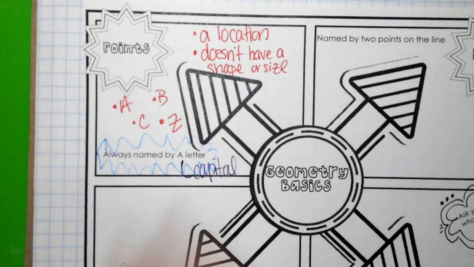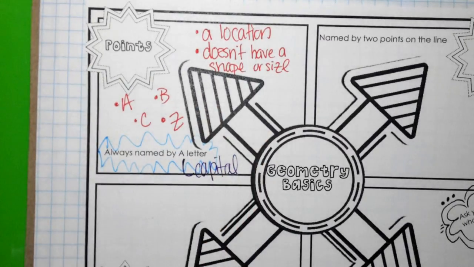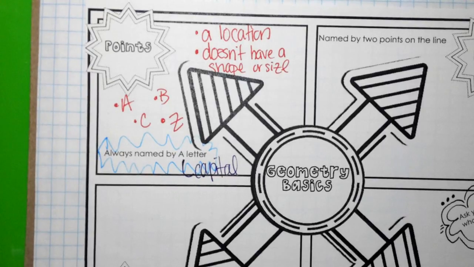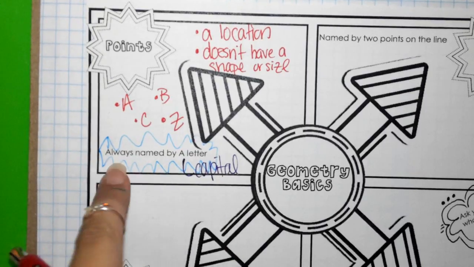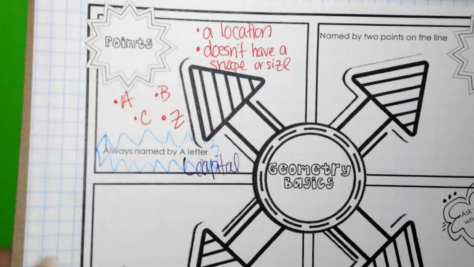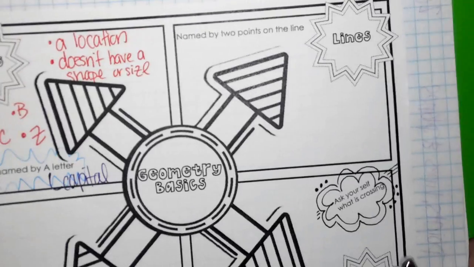I know, and we struggled with that in the other class. So we're going to make sure that we understand that we read our notes. How do we name a point? By a letter. Yeah, capital letter. Isn't that what it says right here? Very important. All right, now let's look at lines.